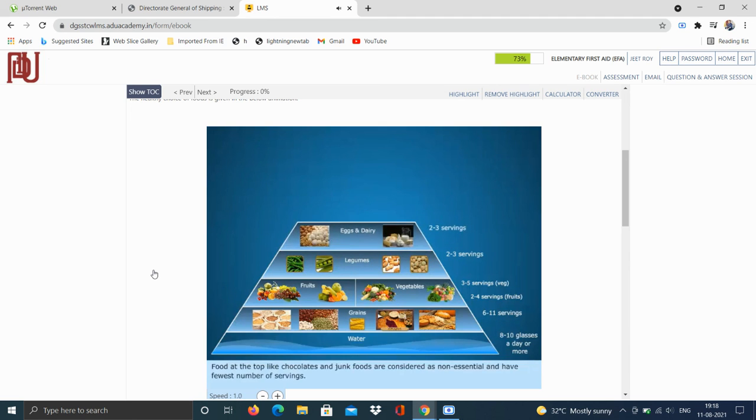Food at the top, like chocolates and junk foods, is considered non-essential and has the fewest number of servings. Food in the middle should be taken in the recommended servings. The order of rows in the pyramid refers to the quantity of food consumed on a daily basis to get a nutritionally balanced diet.